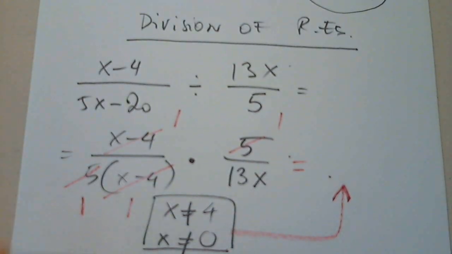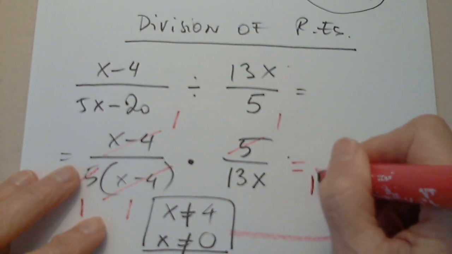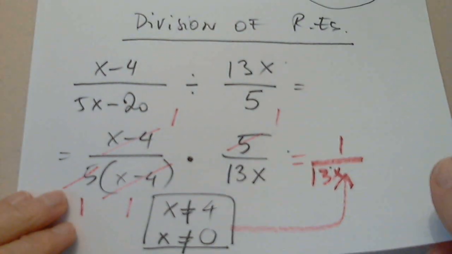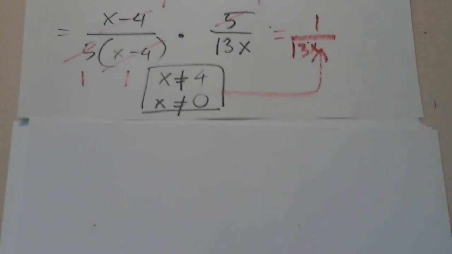Including the restrictions, what is the final answer? 1 over 13x. Very good. Very good. Let's look at another. Any questions on this? Any questions on the division?